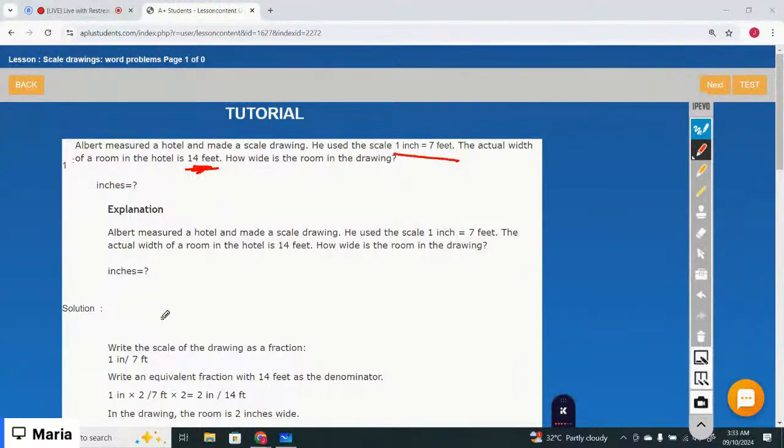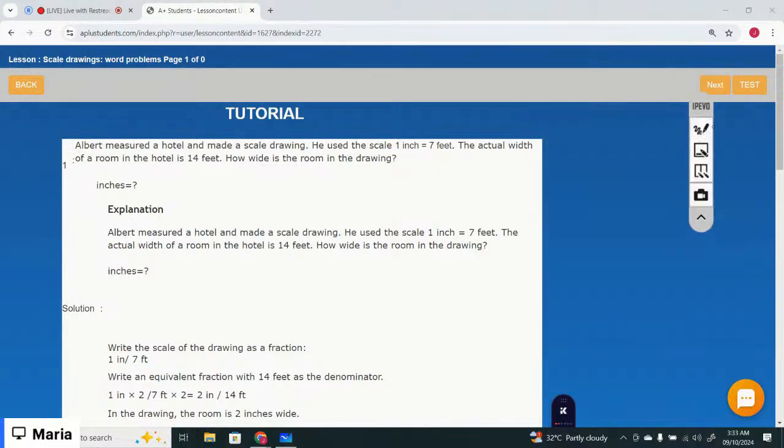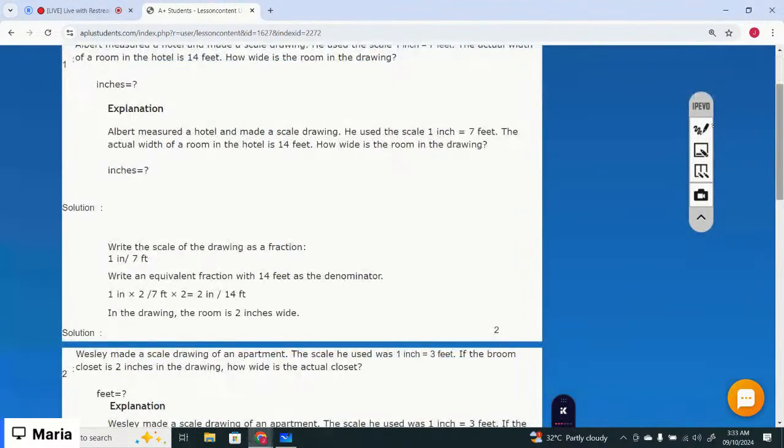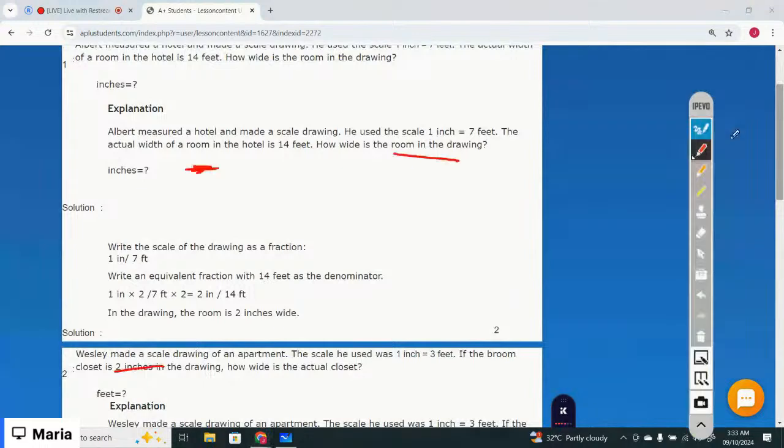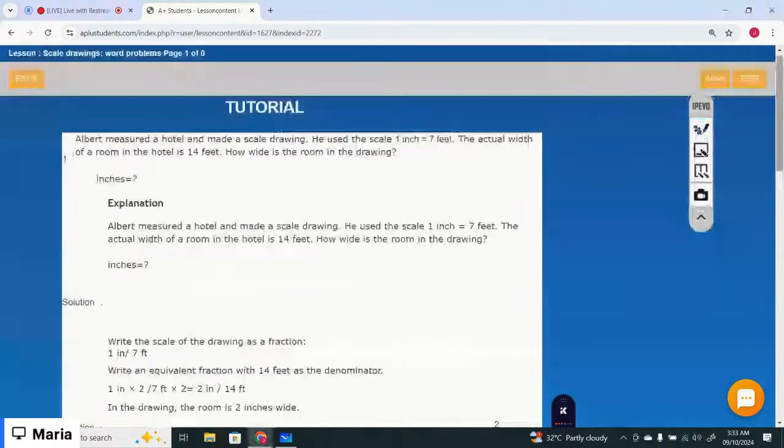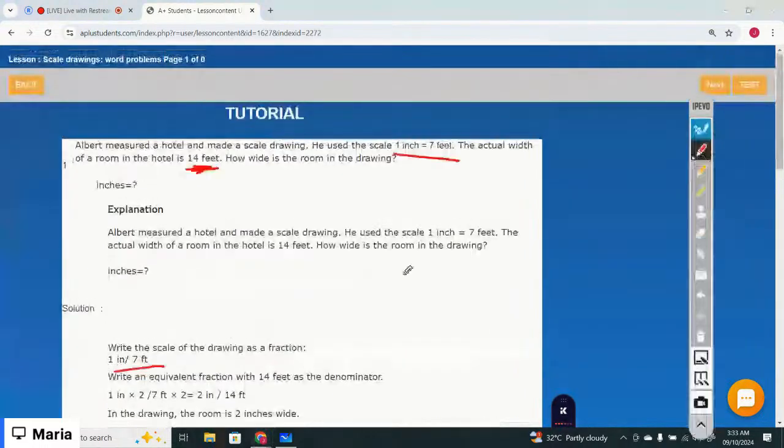So that is 1 inch to 7 feet, right? So you have to do 1 inch to 7 feet, and here you have 14 feet. You need to find how many inches, right? So 7 times 2 is 14, right? So that means 1 times 2 is 2. So this one is 2. Got it?